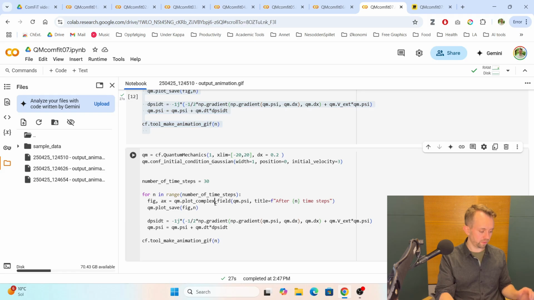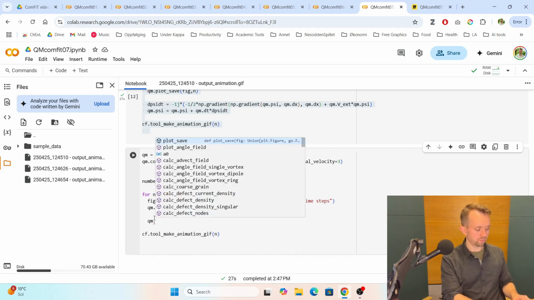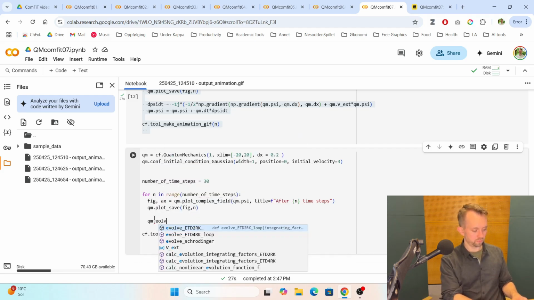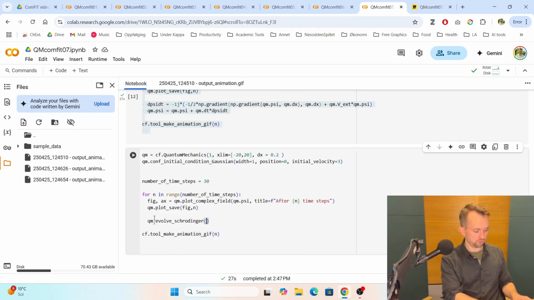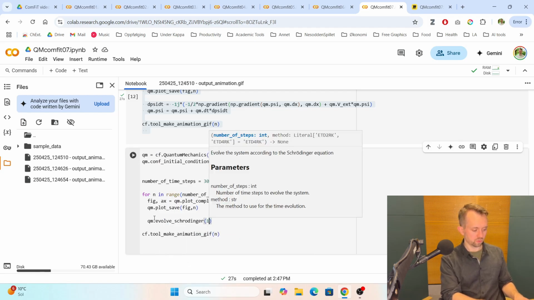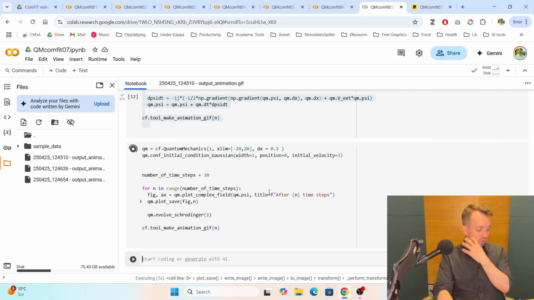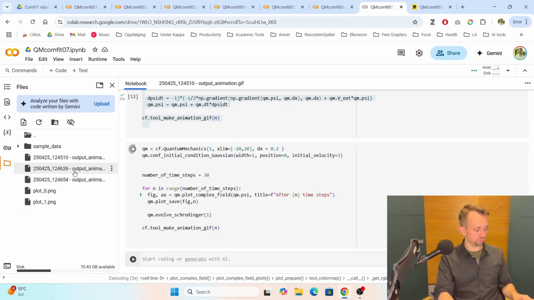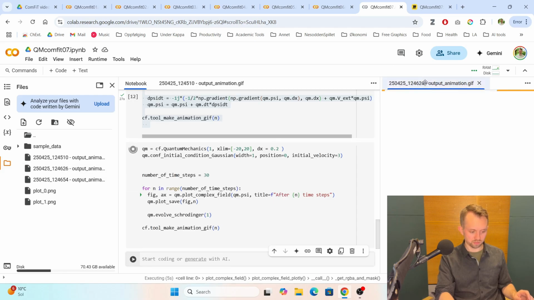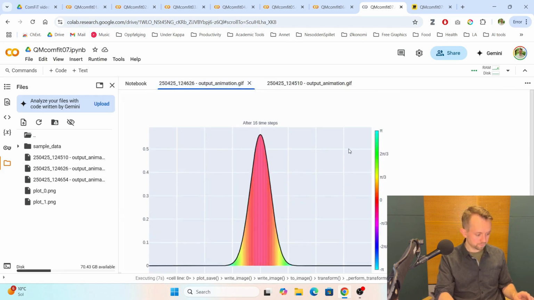So you just do the same thing, except that instead of doing this, you can just write qm.evolve Schrödinger, and then just give the number of time steps, 1 time step in this case. And that should probably give us something similar to this. But let's look at the 2 simulations that we made.